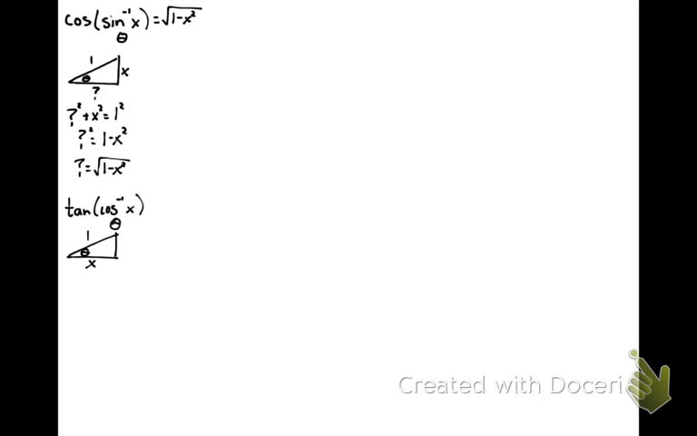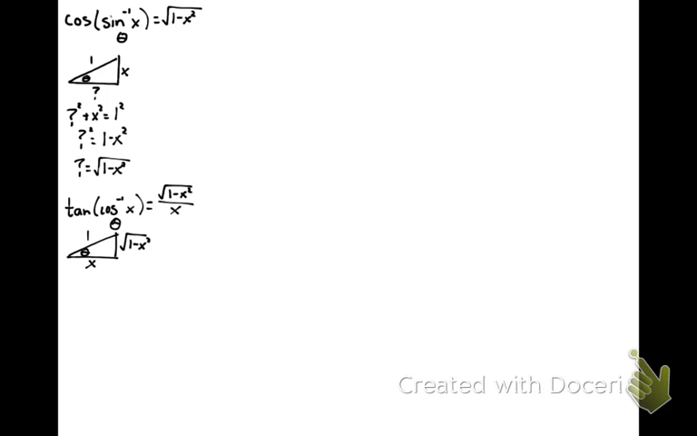And when I solve this for the opposite side, I'm going to end up with the square root of 1 minus x squared again. Since I want to know the tangent, which is just the opposite over the adjacent, in this case, the opposite over the adjacent would be the square root of 1 minus x squared divided by x.